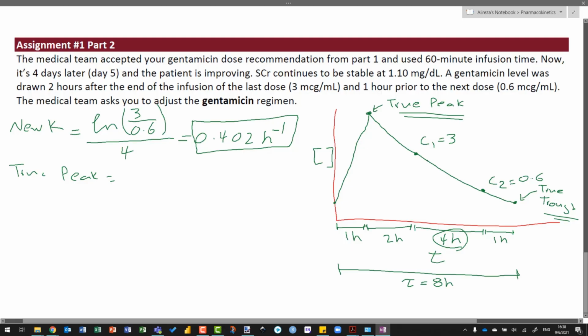you can use either C1 or C2 as long as you get the time between the two correct. I'm going to use C1 because it's closer, so I know there's 2 hour difference between them. So C1, which is 3, times e to the k times the time between them. The time between them is basically 2 hours. So I'm going to put 2 here, and that will give us 6.7.